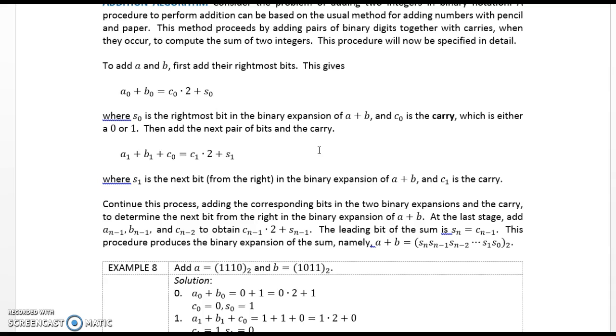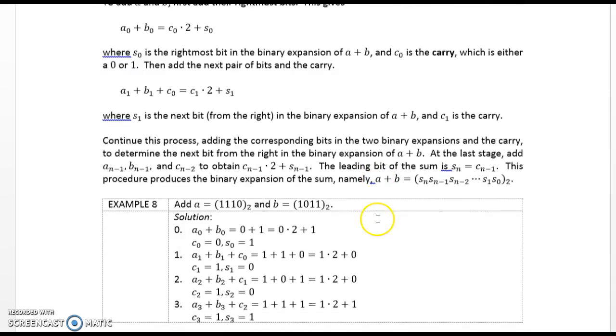At the last stage, add A subscript n minus 1, B subscript n minus 1, and C subscript n minus 2 to obtain C n minus 1 times 2 plus S n minus 1, where S stands for the sum. The leading bit of the sum is S subscript n, and it's equal to the n minus 1 carry. This procedure produces the binary expansion of the sum, namely A plus B is equal to the nth bit of the sum down to the 0th bit of the sum.